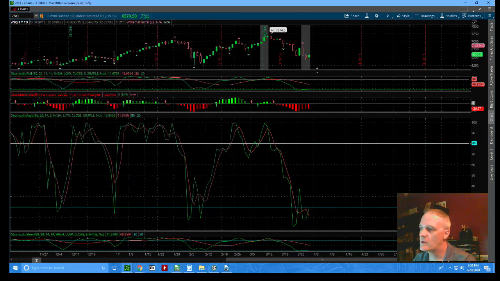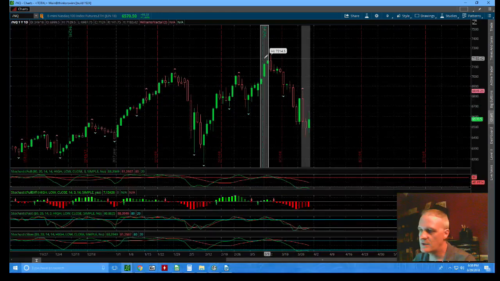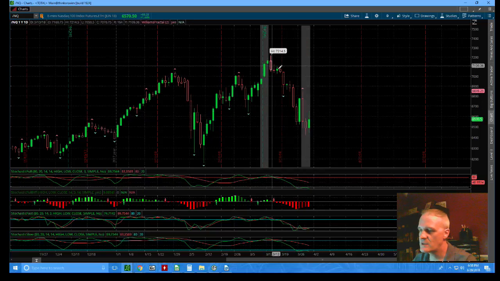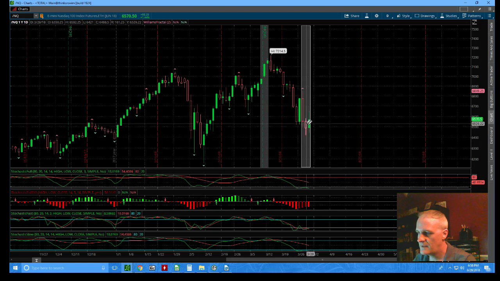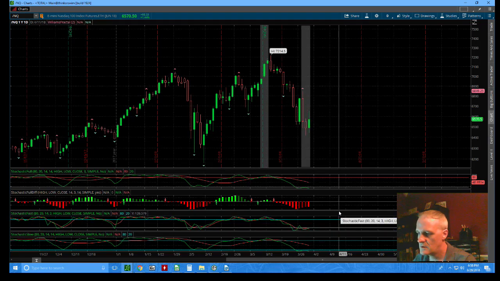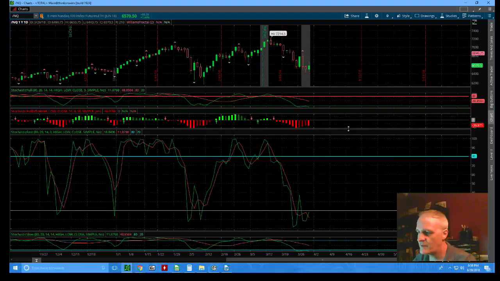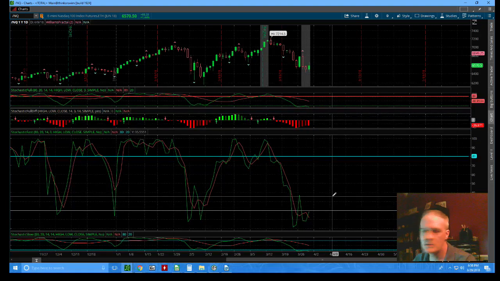So if you look at our security again, which is the NASDAQ futures, we've been in a downward trend for the last 14 days or so. Now this is potentially a signal that it's time to buy, because percent K, the fast, crossed above percent D, the slow.